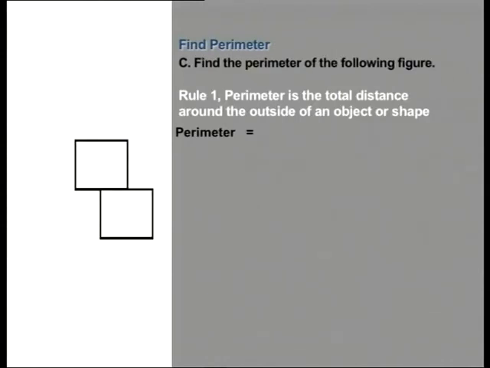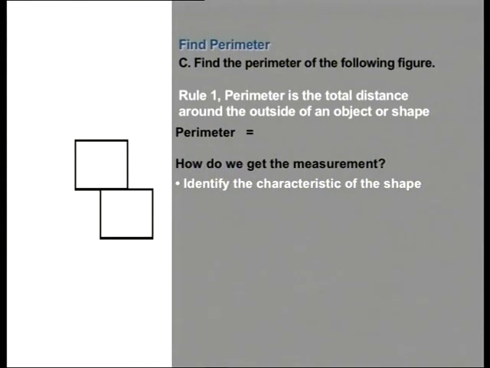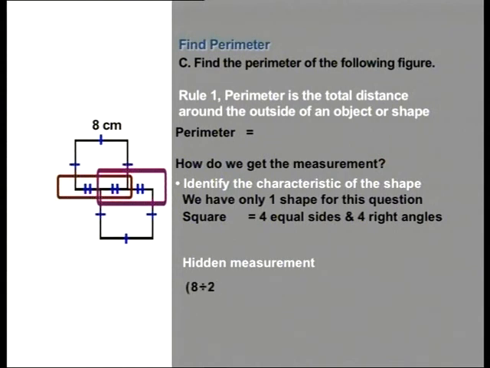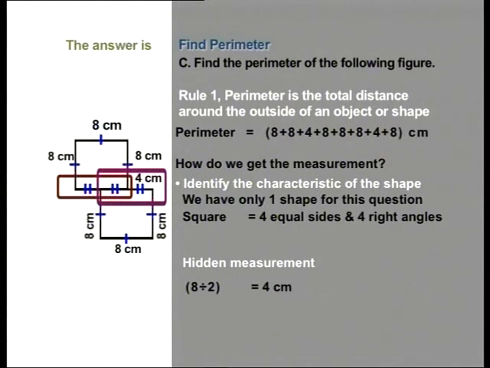How about the perimeter of 2 squares? We know that the characteristic of a square is that it has 4 equal straight sides and 4 right angles. In this problem, let us solve the hidden measurement. We can see that it is of equal size, so we divide it into 2 and make it even. 8 divided by 2 equals 4 centimeters. Now that we know the whole measurement, let's add them up. 8 plus 8 plus 4 plus 8 plus 8 plus 8 plus 4 plus 8 equals 56 centimeters.